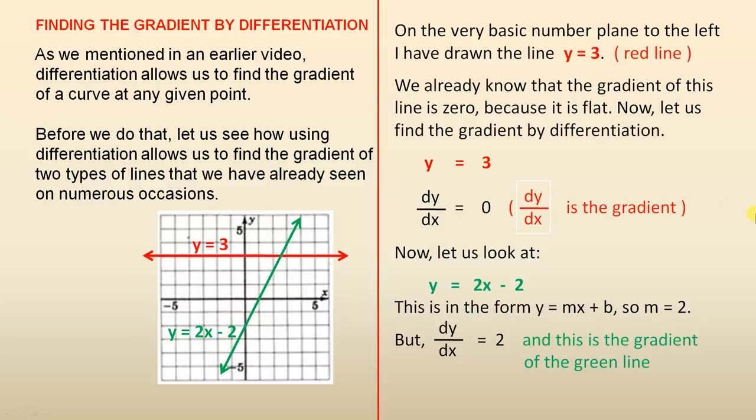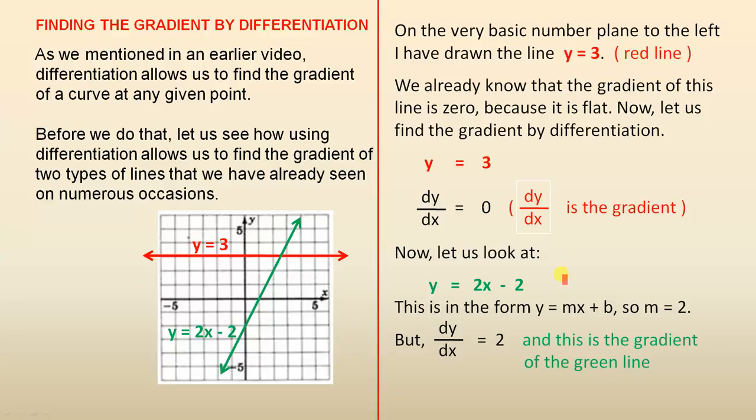On the very basic number plane to the left, I have drawn the line y equals 3. That's the red line, this one here. We already know that the gradient of this line is 0 because it is flat. Now, let us find the gradient by differentiation. So if the equation of the line is y equals 3, therefore dy/dx equals 0, because we've already seen that dy/dx of a constant is 0. dy/dx is the gradient. So that's how we also find the gradient through differentiation.